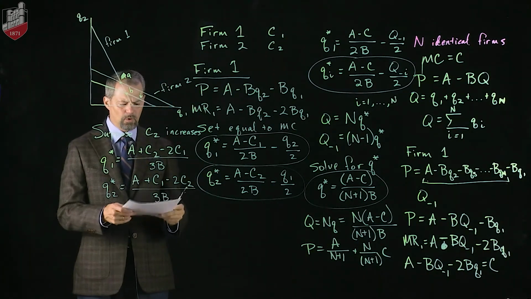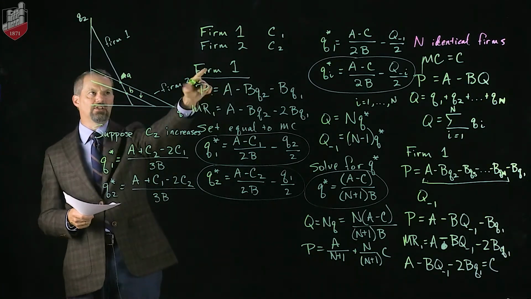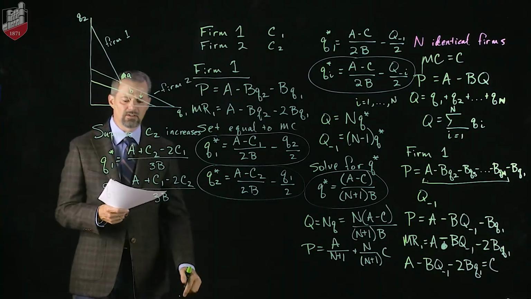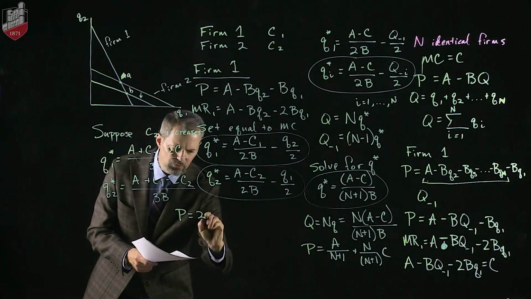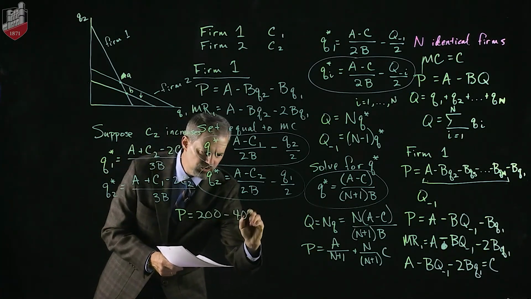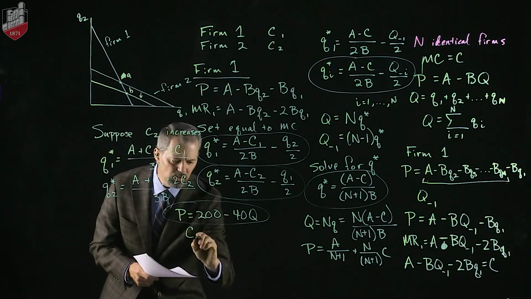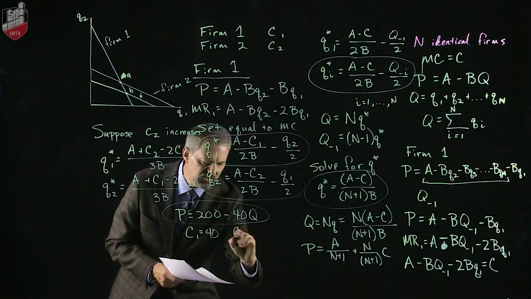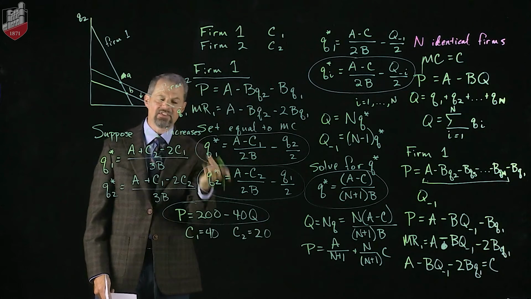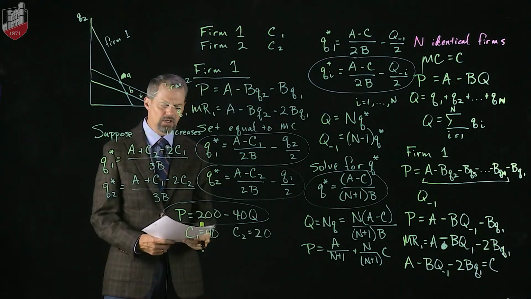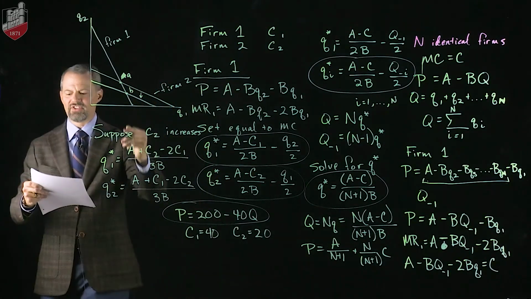Let's work through this with our numerical example, because it's very easy to change C1 and C2 in that numerical example and see what we get. So we have P equals 200, our demand curve, minus 40Q. There's our demand curve. Let's suppose that C1 is equal to 40 and C2 is equal to 20. This time, let's decrease C2. Let's have firm 2 have a lower marginal cost. Then if you work through that, let me just set it up for you.